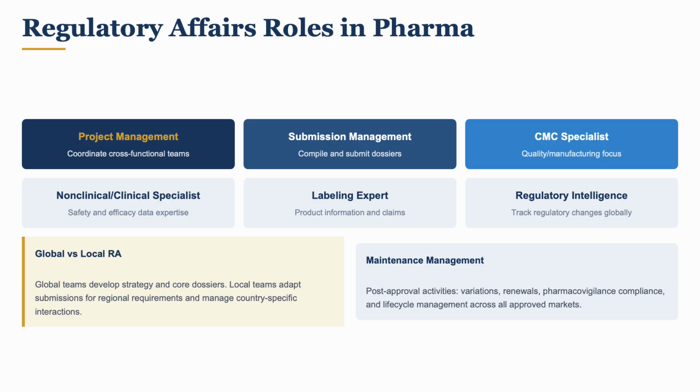Labeling experts work on product information and claims, ensuring that labels accurately reflect the approved use and include appropriate safety information. Regulatory intelligence professionals track regulatory changes globally and help companies understand how new regulations or guidance might affect their products. There's also an important distinction between global and local regulatory affairs.